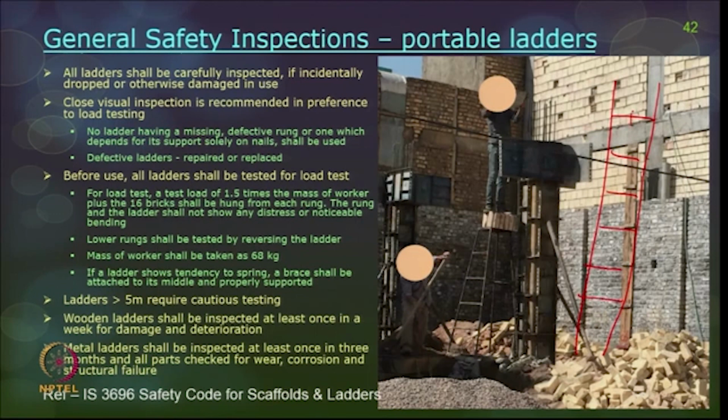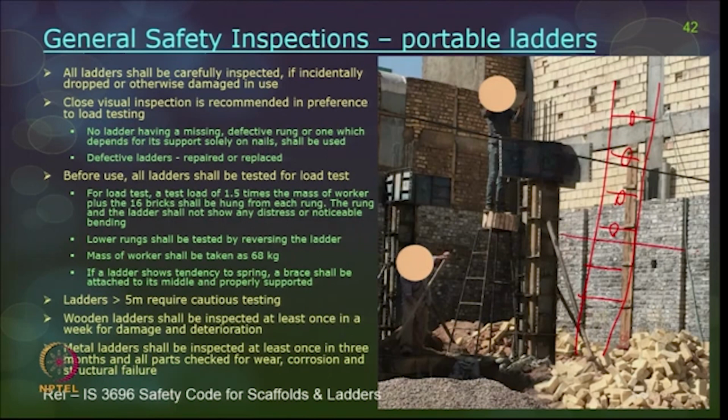Okay. From all these cleats there is a load hung on every cleat or rung, and this load is actually 1.5 times the mass of the worker plus 16 bricks. Generally it is hung from each of the rungs. If the mass of the worker is generally assumed as 68 kgs, accordingly the load is put along all these rungs and looked for visible noticeable bending or deflection. If that happens, then cross bracings have to be placed so that the ladder is fine.